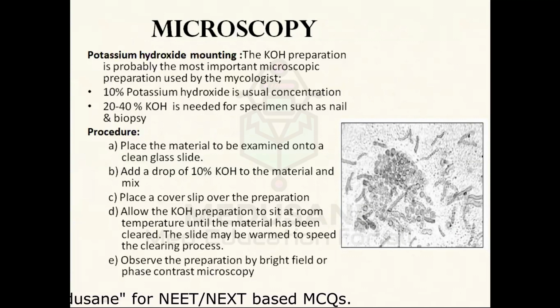Okay, so usually the concentration we use here is 10% for all the samples, except samples like nail and biopsy, which require 20 to 40% because they are thick in consistency. The KOH should dissolve the keratinized tissue, so we have to increase the concentration of the KOH. Take a test tube and pour the 20 to 40% KOH and immerse the specimen and keep it for overnight incubation, and next day only you have to look at the KOH mount. Okay. So this is the picture. Here we are able to see the hyphae and the yeast cells.